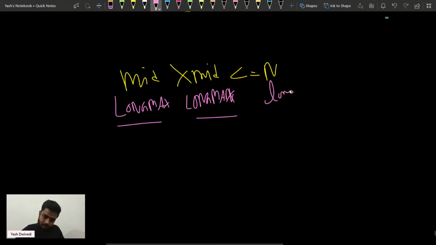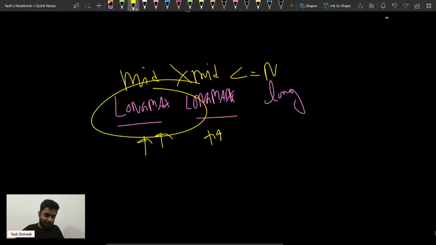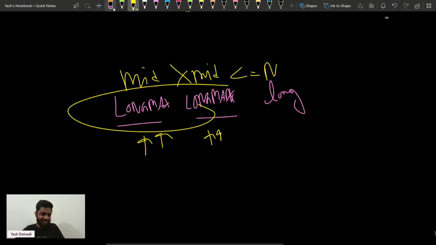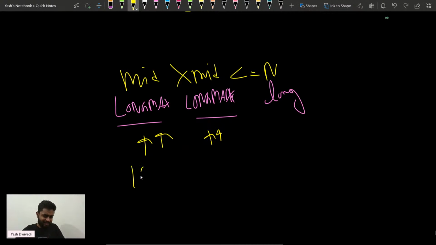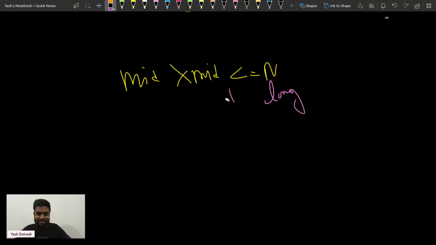If this is long and you multiply long maximum to long maximum, that will overflow, guys. Obviously. Let's say 10 to the power 18 is the maximum, suppose, right? If you multiply 10 to the power 18 by 10 to the power 18, that will exceed the long limit, right? So that is why instead of doing that, what you can do is you can simply have this here, right?